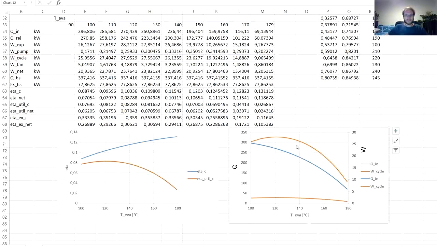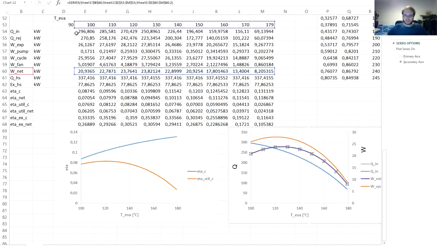Now let's have a look at the net work output. The fan power is increasing as the heat extracted from the heat source increases. That means also more heat needs to be rejected. So the maximum of the net power output is at temperatures just a little bit higher than for the gross performance of the cycle. We can see also the work of the fan.